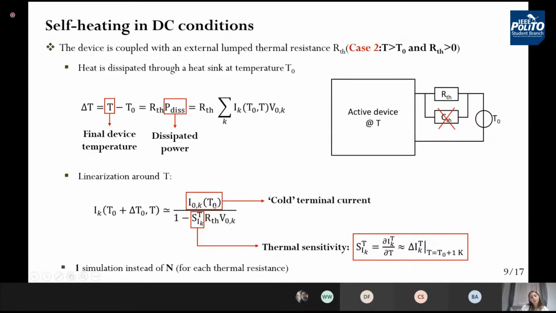and involves the cold terminal current I0K and S, which is the thermal sensitivity. The thermal sensitivity is the delta current due to the temperature variation, which is obviously calculated using the Green's function.